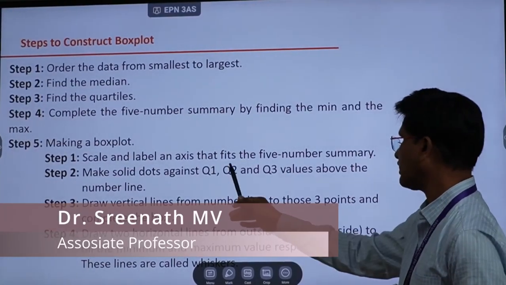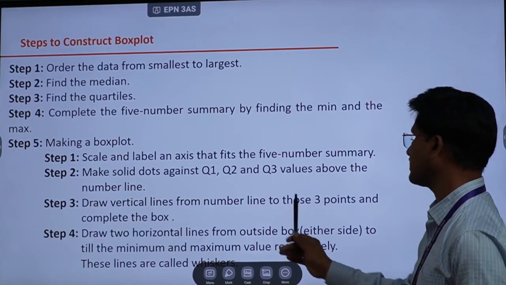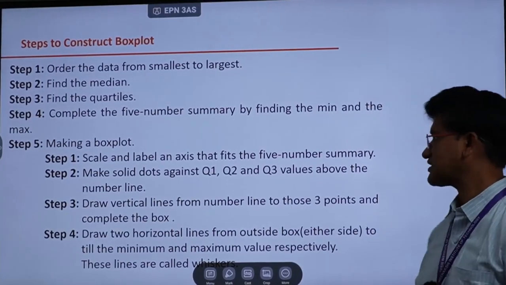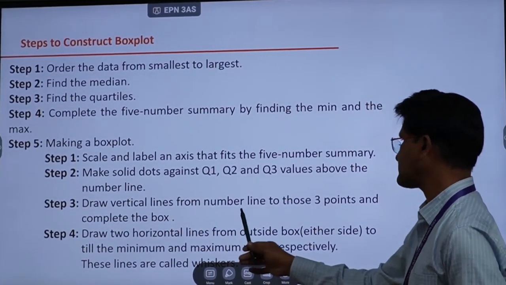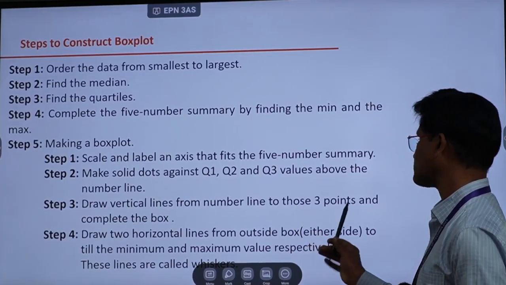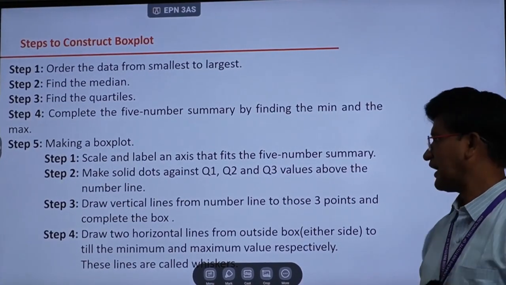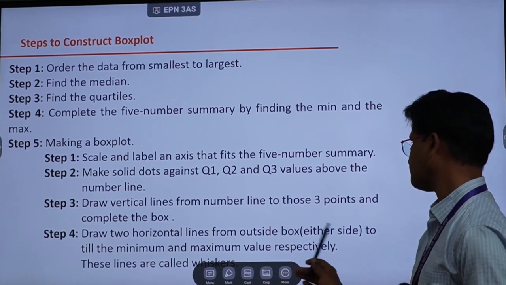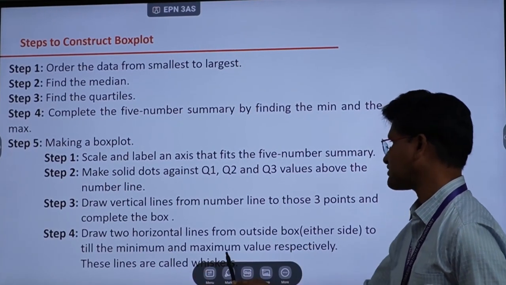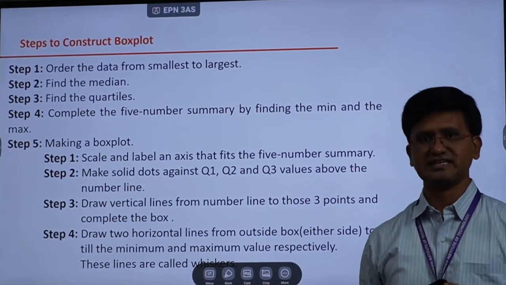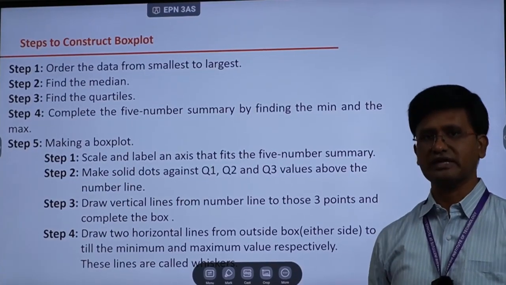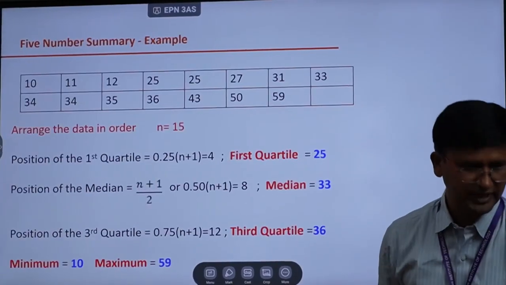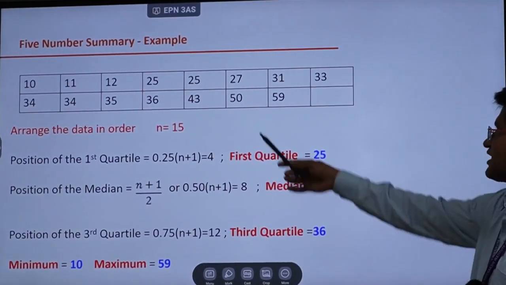So we mark the Q1, Q2 and Q3 values above the number line. The next step is to draw vertical lines from the number line to those three points. Then we draw horizontal lines from outside the box to the minimum and maximum. I'll take an example and demonstrate these steps so that it will be clear. Let us take one data set here. You can see some data points.